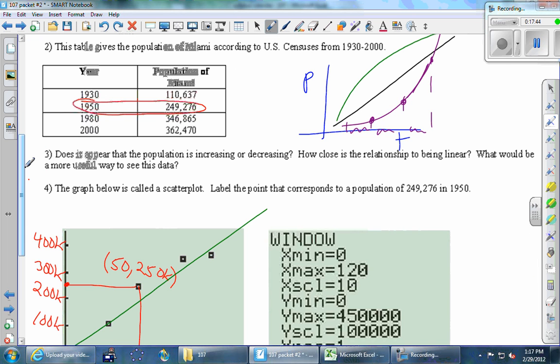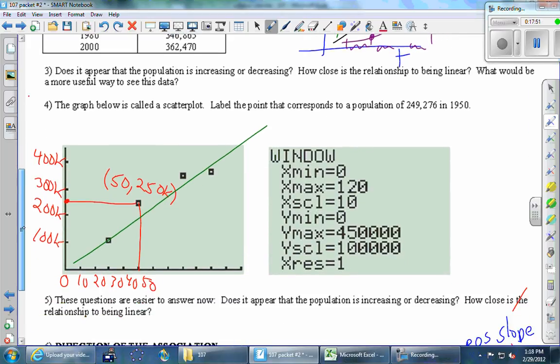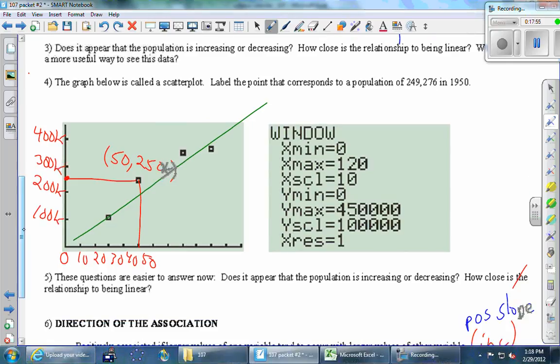I've got data collected from the census, and there was a census in 2010, so we have more data we could think about. But do you think that maybe there's some trend happening here that perhaps I could try to predict the population of Miami in 2020 without waiting until 2020 gets here?